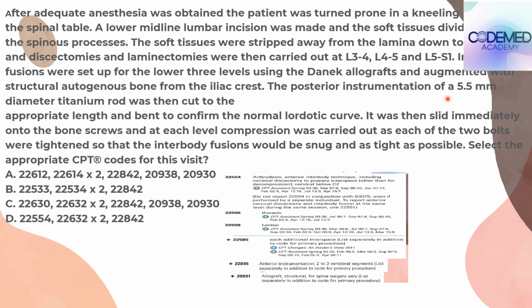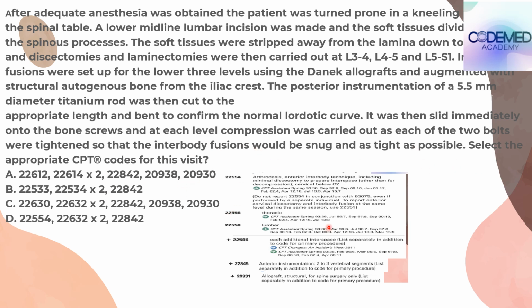The posterior instrumentation of 5.5 mm diameter titanium rod was then cut to the appropriate length and bent to conform to the normal lordotic curve. It was then slid immediately onto the bone screw at each level. Compression was carried out as each of the two bolts were tightened so that the interbody fusion would be snug and as tight as possible. Select the appropriate CPT code.